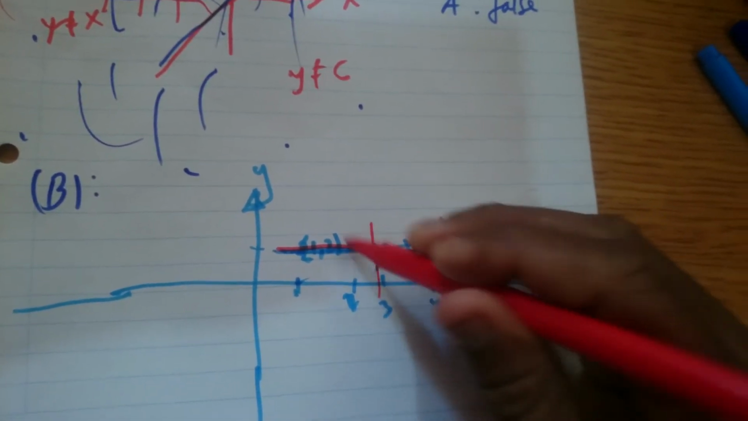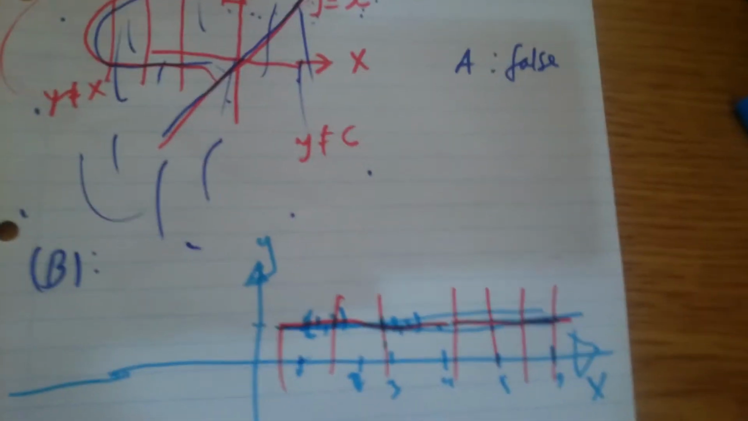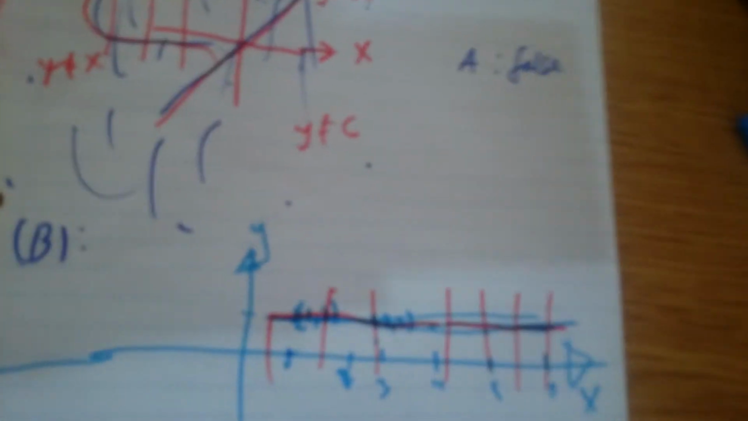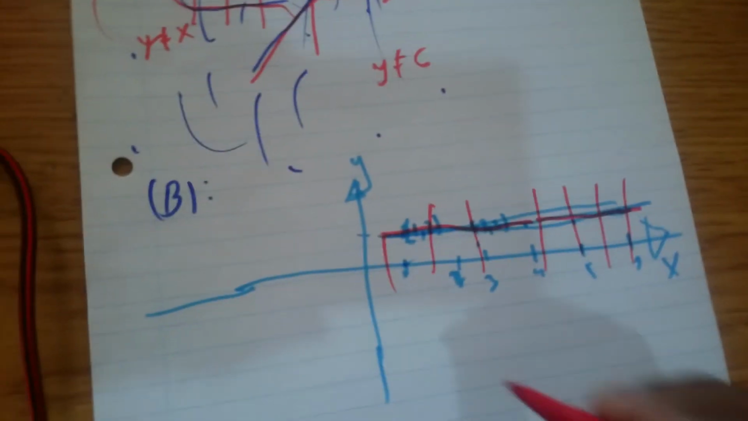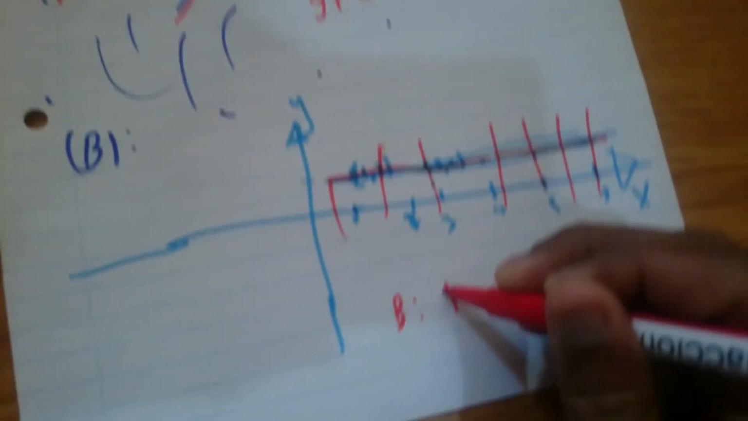The vertical line test shows it cuts once at every point. If it cuts once at every point, it means this is a function. So option B is true. Okay, so now we go for option C.